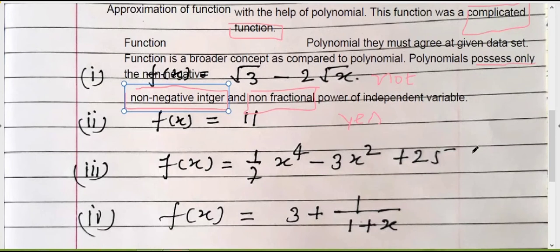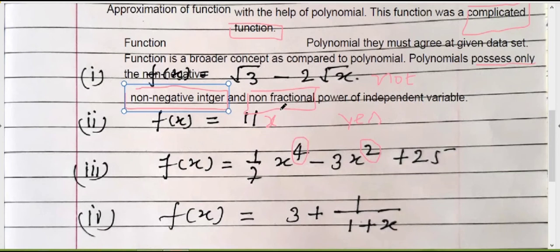Yes or no? Somebody is saying no. You check the power of the independent variable. Minus power. Here is what you said. Yes, it was a technical question, but you gave the right answer.